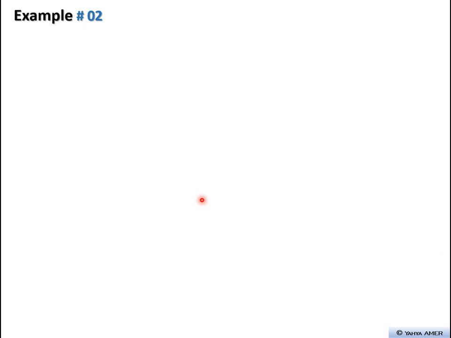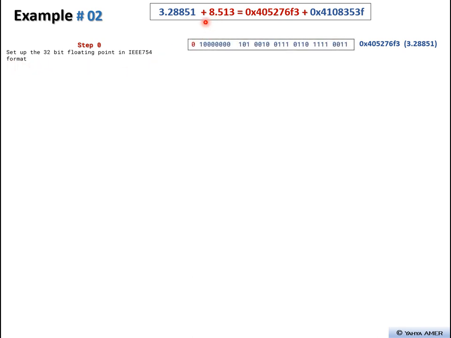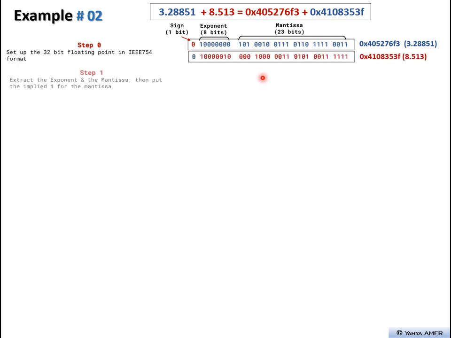Okay, we proceed with example 2. In this example, we make the addition of both of these numbers, and again, this is going to be straightforward. It's clear it's an addition operation. And the same thing we did with example 1, the initial step is converting these values into their binary representation in the IEEE 754 format, and this is exactly what is going to be stored in memory. So we do this for the first number, and the same thing for the second number.